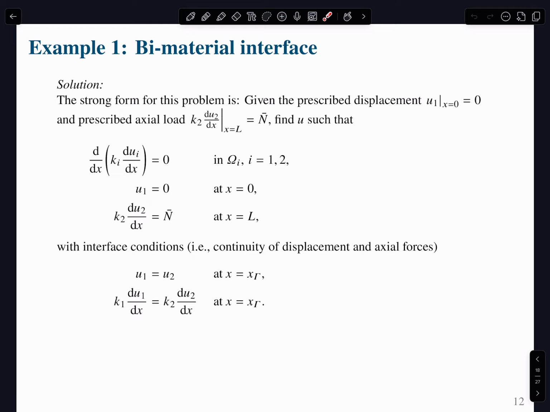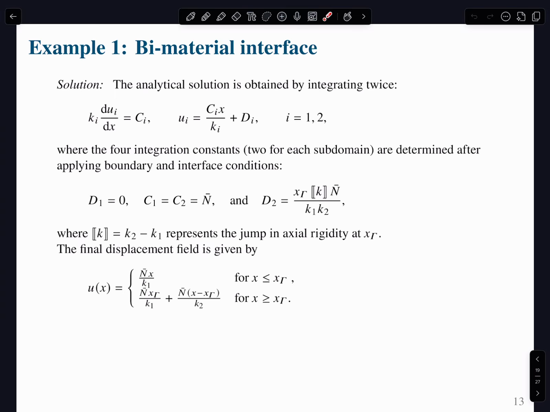And then I also have continuity of axial forces. So the axial force has to be the same. Otherwise, it looks like I'm applying a force at the location x gamma, and that is not the case. So we have to have continuity of axial forces, continuity of displacements. And with that, I have enough information: I have 4 equations, and with those 4 equations, I can determine my 4 integration constants.